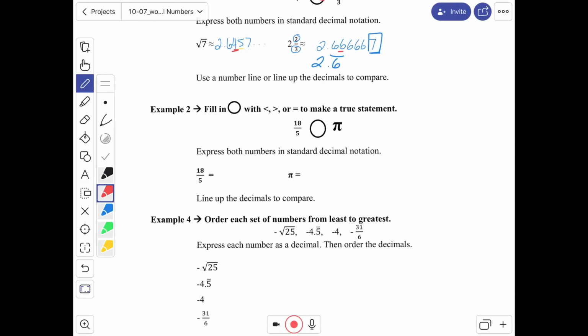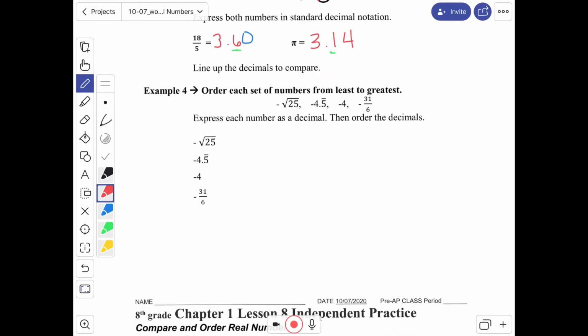Example 2. 18 divided by 5, and you can put that in the calculator. 18 divided by 5 would be 3.6. And remember, pi is that special number that goes on for a long time, and usually we round it to just 3.14. If I put another 0 back there, maybe I can compare a little better. 6 is bigger than 1, so 18 over 5 is greater than pi.